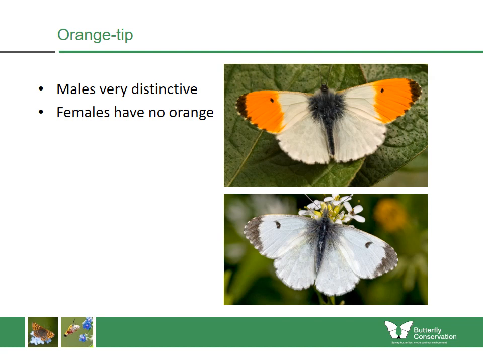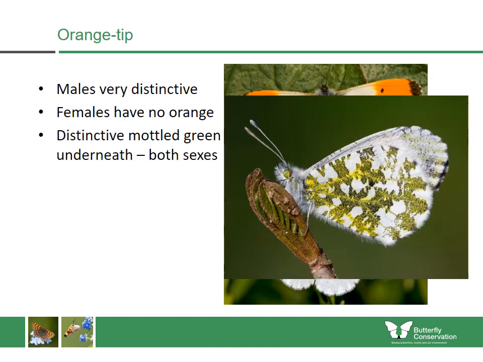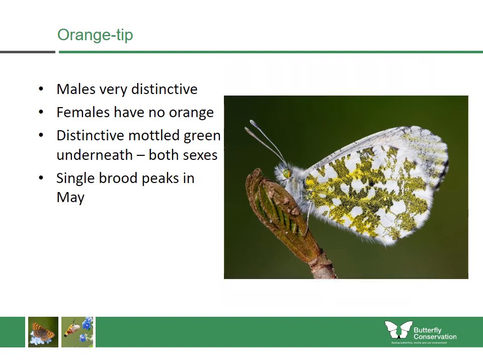With the orange tips then, the males are very distinctive because they're beautiful white butterflies with orange tips to the wings, and they're very distinctive in early spring. However, the females have no orange on their wings at all, but both sexes do have a mottled green on the underside of the wing. This marbling effect is unique to the orange tip, so it will help you to separate female orange tips from those other white butterfly species. It's got a single brood which peaks mostly in May in Scotland and on into June, but you don't really see them much longer than that.